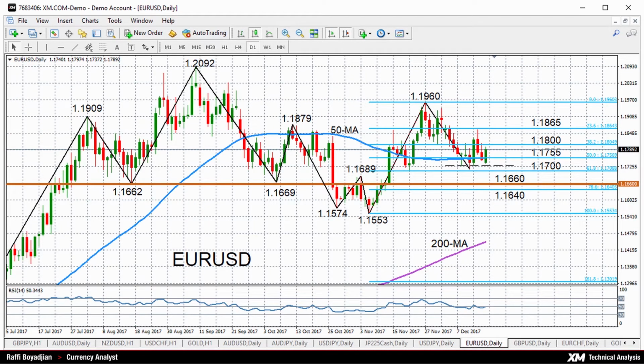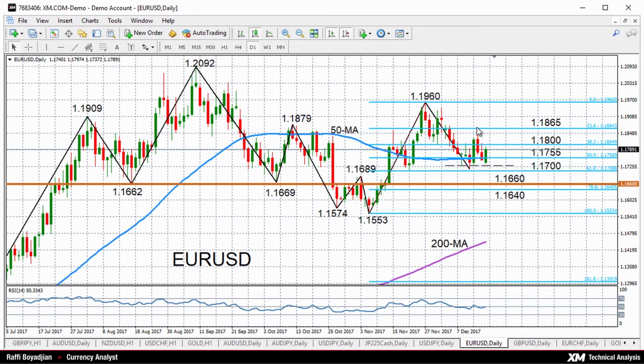Moving on to euro dollar, we can see the euro dollar is also neutral in the near term. RSI is also just at 50. The intraday bias is to the upside, but we are seeing resistance coming from the 38.2% Fibonacci retracement of the up leg from 1.1553 to 1.1960. If prices were to accelerate further, we could see the 23.6% Fibonacci retracement at 1.1865 coming into focus again.